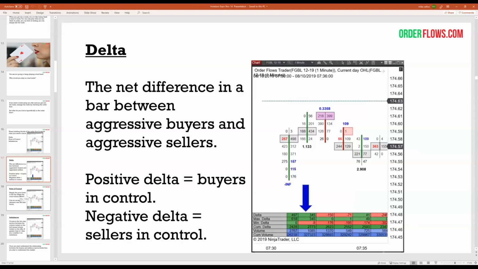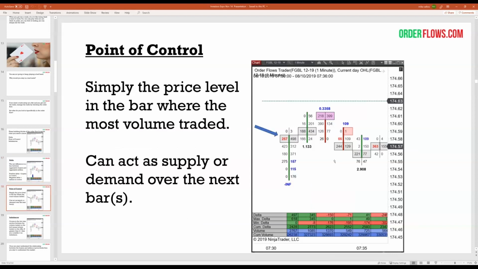Okay, now the point of control, each bar has a point of control. It's the price level in a bar where the most volume traded. Generally as the market is moving up, point of controls are going to be migrating higher. If a market is moving down, subsequent point of controls are going to appear lower than the previous one. And these can act as support or resistance over the next bar or bars.